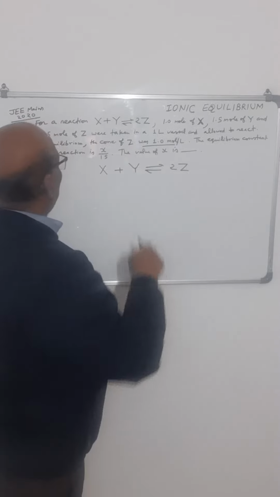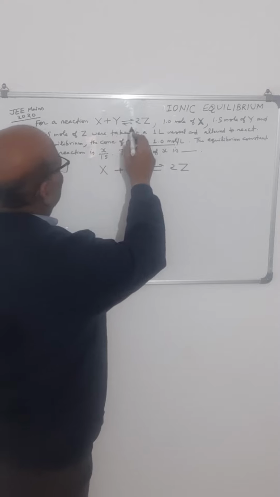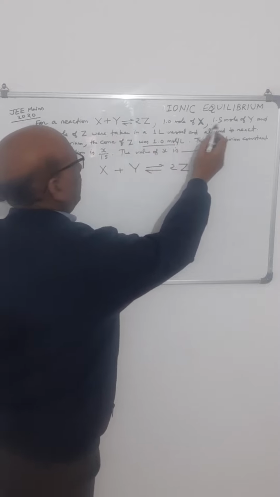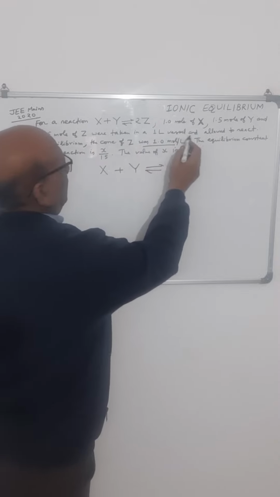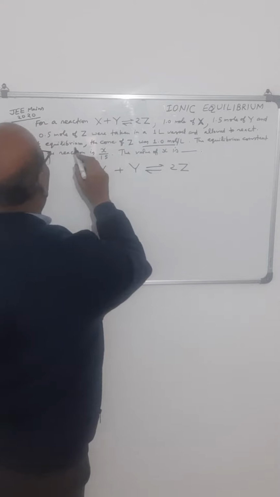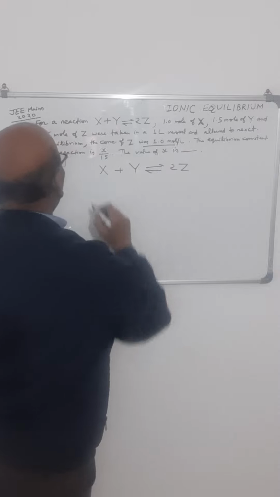Good morning, bachcho. This question related to ionic equilibrium was asked in JEE Mains 2020. For a reaction X plus Y gives 2Z, 1 mole of X, 1.5 mole of Y, and 0.5 mole of Z were taken in a 1 liter vessel and allowed to react. At equilibrium, the concentration of Z was 1 mole per liter. The equilibrium constant for the reaction is.